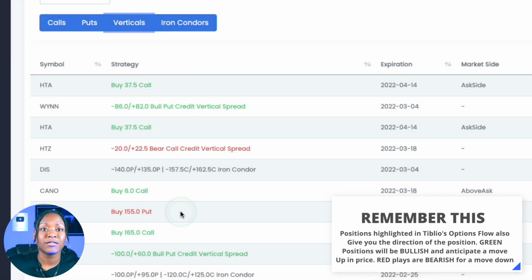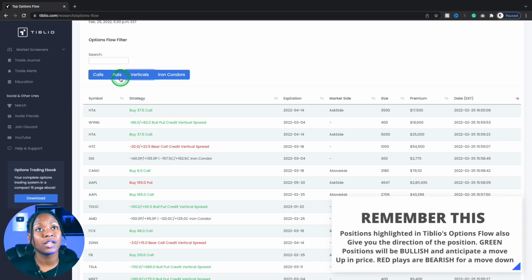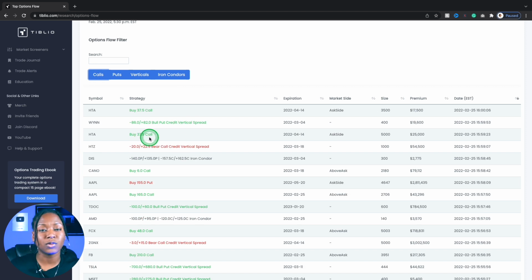Then on the opposite, for the puts, here's a put with Apple. Those are going to be bearish positions and they're going to be red. The same thing is going to go for the verticals. Make sure that you follow the colors. And you're also going to see the strike price for the options that we're looking at. So that's what this 37.5 is. That's the strike price. This 155.0 put, that's the strike price that you're going to pick.